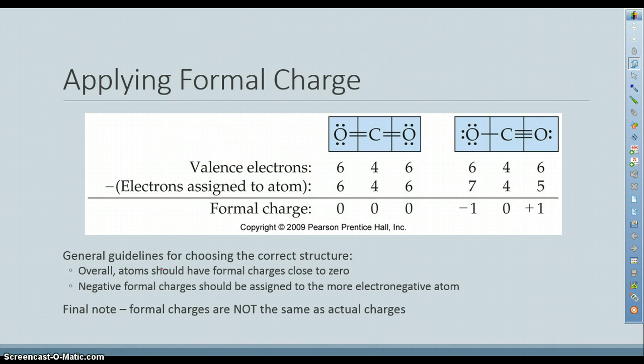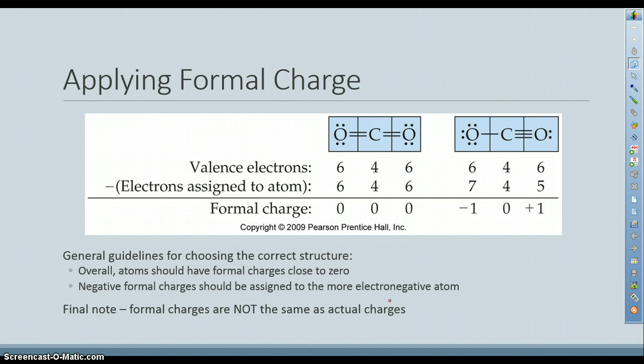As it turns out, atoms should have formal charges as close as possible to 0, and this is desired. So having as close to 0 as possible is better. So already you can see that the one on the left is your favorite structure, or at least the more important structure. And if it comes down to having the lowest charges possible, the negative formal charges should be assigned to the more electronegative atoms.